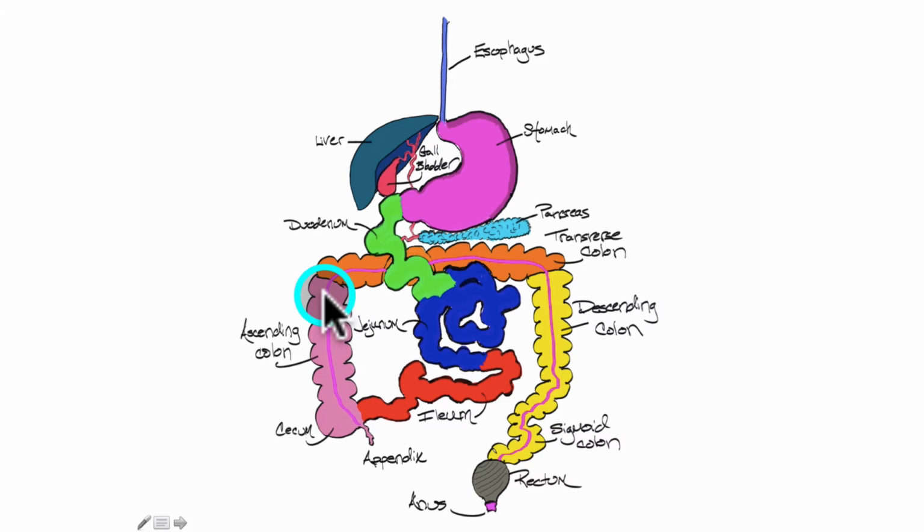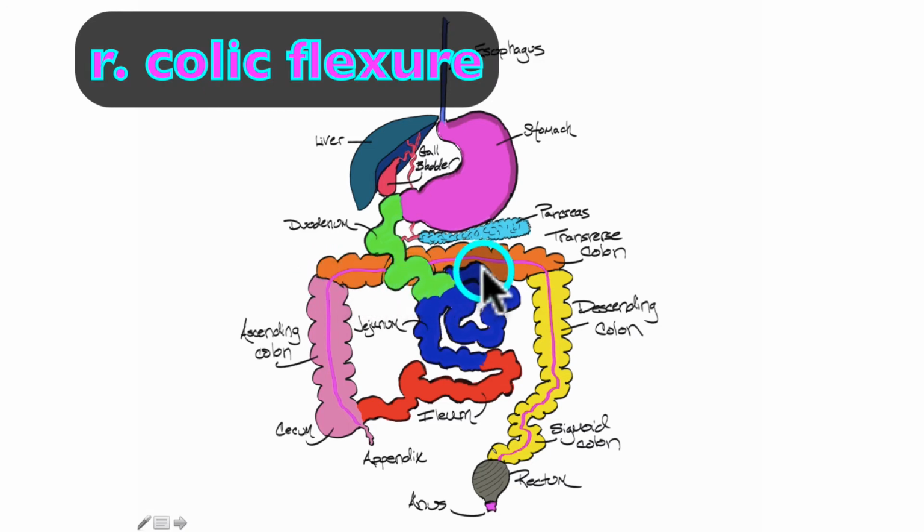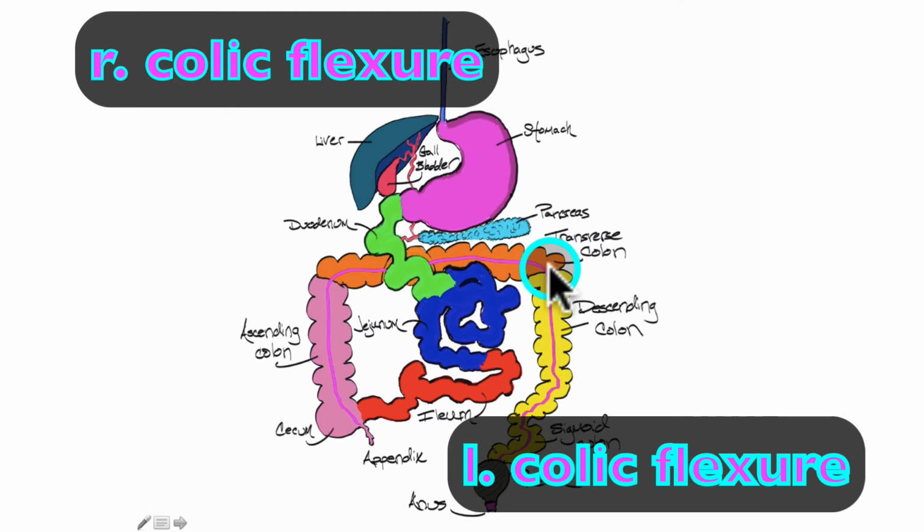As the ascending colon turns towards the left, and keep in mind, this is in standard anatomical position, so this direction is moving towards the left. Ascending colon onto the transverse colon, we have the right colic flexure right here. And then when the transverse colon starts descending, that turn right here is known as the left colic flexure. Right colic flexure, left colic flexure.